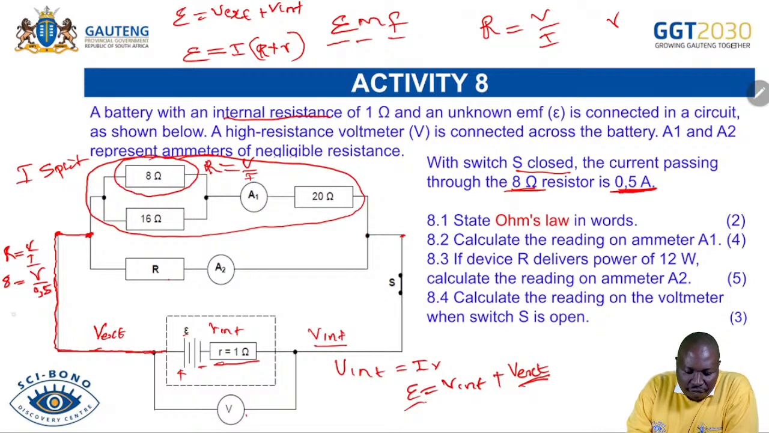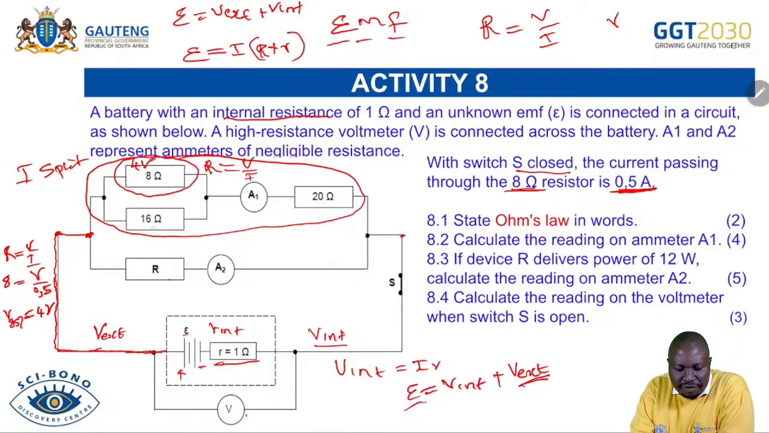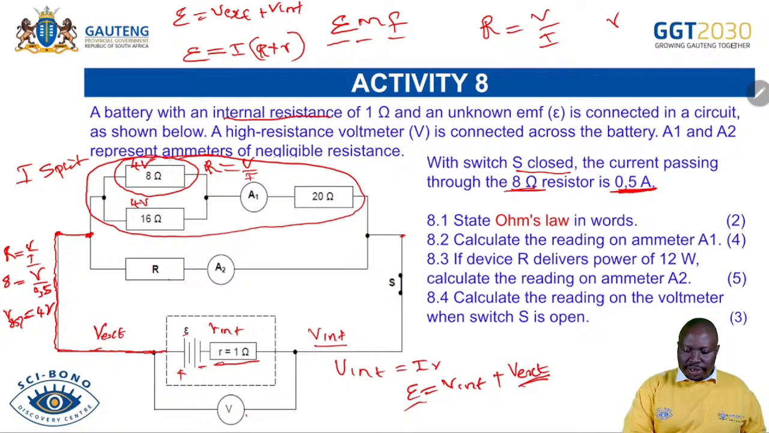Now you will see that your V across the 8 ohm resistor will be 8 times half, which is 4 volts. You will use the calculator to say 8 times 0.5 will give you 4 volts. Already, now you know that this one is 4 volts. And if you know the voltage of this one, you know the voltage of the other one, because they are in parallel, the voltage must remain the same. You see those skills we're doing now, we are applying them to solve this problem. So immediately when you get the 4 volts there, you know that this 16 ohm resistor will have a voltage of 4 volts as well.